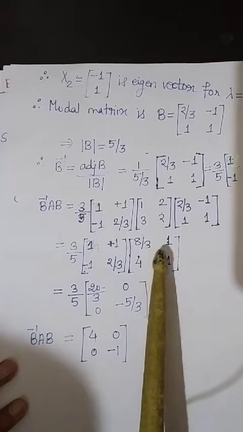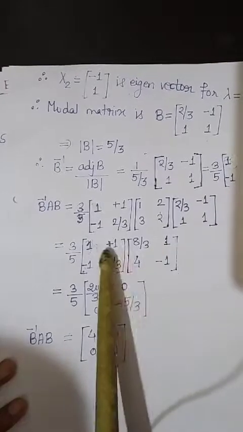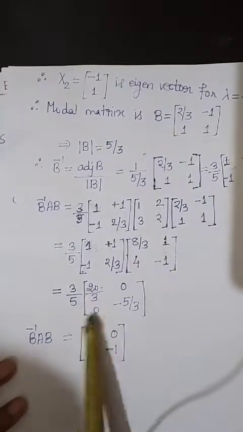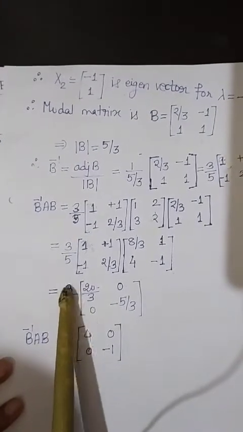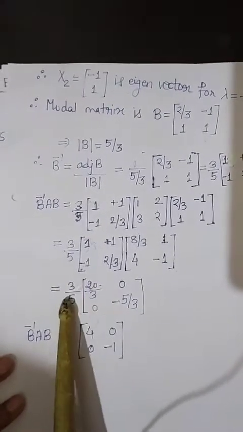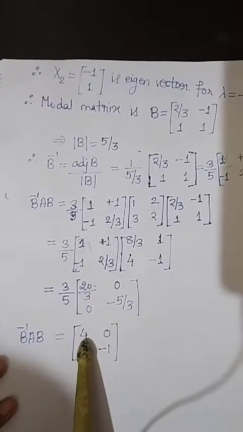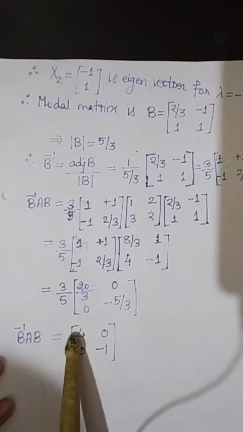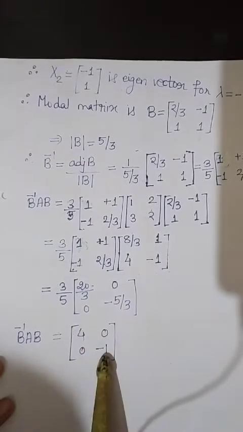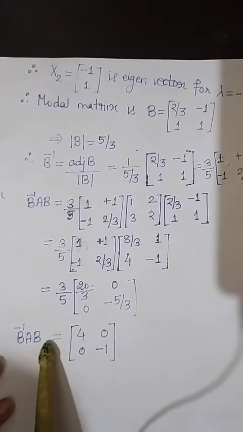Now again multiply this resultant matrix with the first matrix, and you will get this matrix. Now multiply by 3 by 5, take this 3 by 5 inside. So 3 by 5 into 20 by 3, the 3s cancel, then 5 ones are 5, 4 fives are 20, so we get 4, 0, 0 and minus 1. So this is B inverse AB.